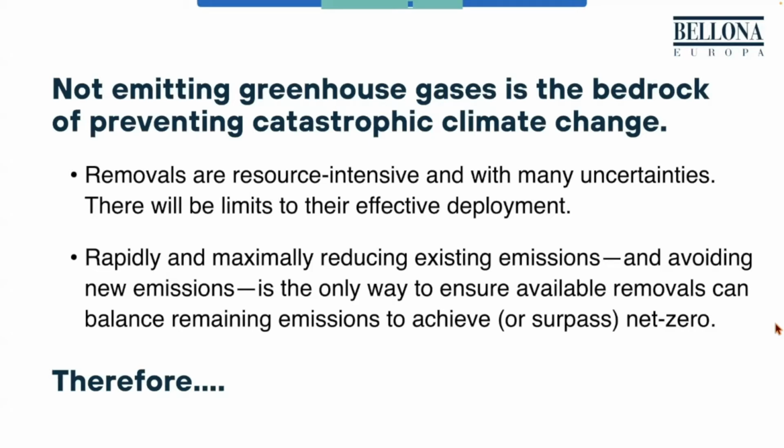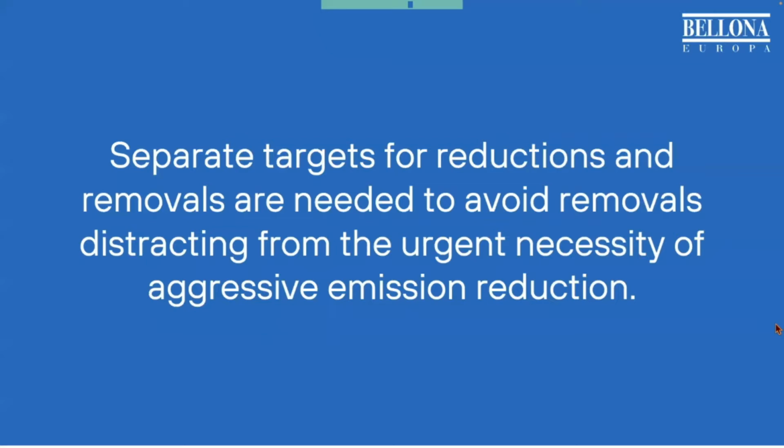This is particularly because carbon dioxide removals are resource intensive, and there are still many uncertainties, and there will be limits to how much they could be effectively developed and deployed. Rapidly and maximally reducing existing emissions and avoiding new ones is the only way to ensure that the removals that will be available can balance remaining emissions to achieve or surpass net zero. Therefore, it is important that we keep separate targets for reductions and removals to avoid the issue of removals distracting from the urgent necessity of aggressive emission reduction.